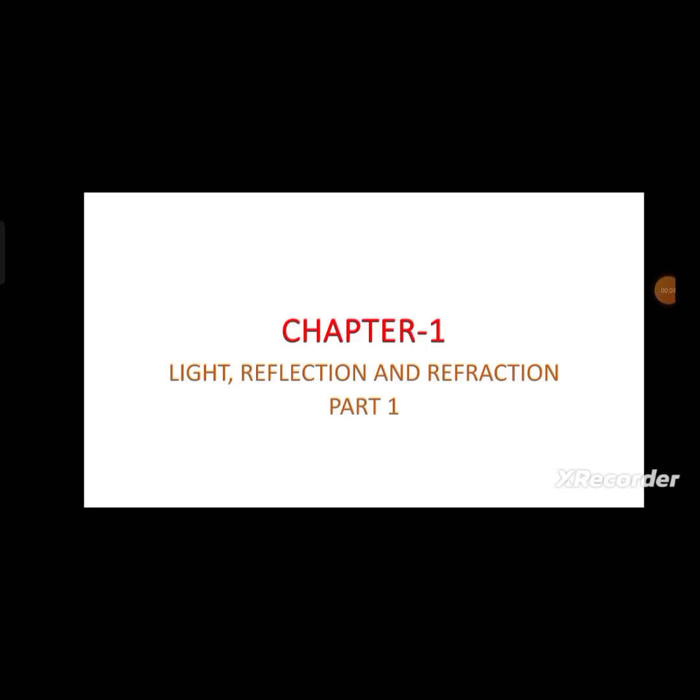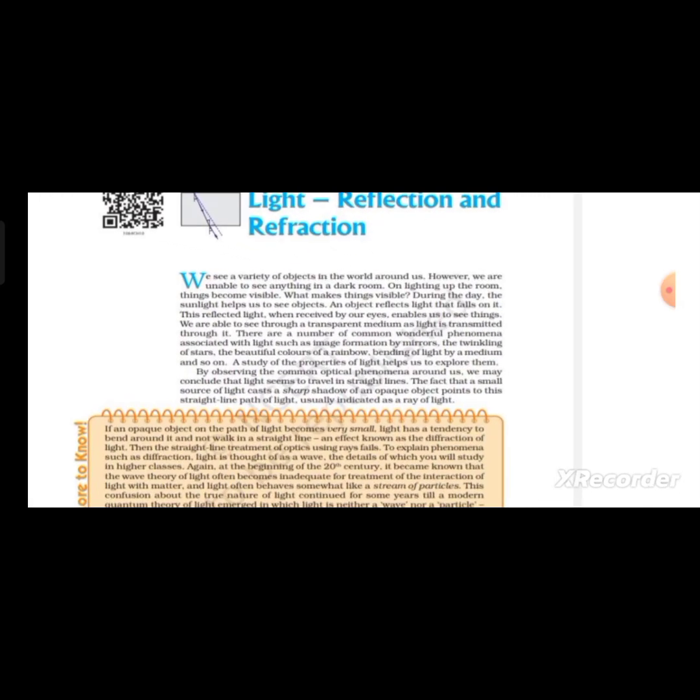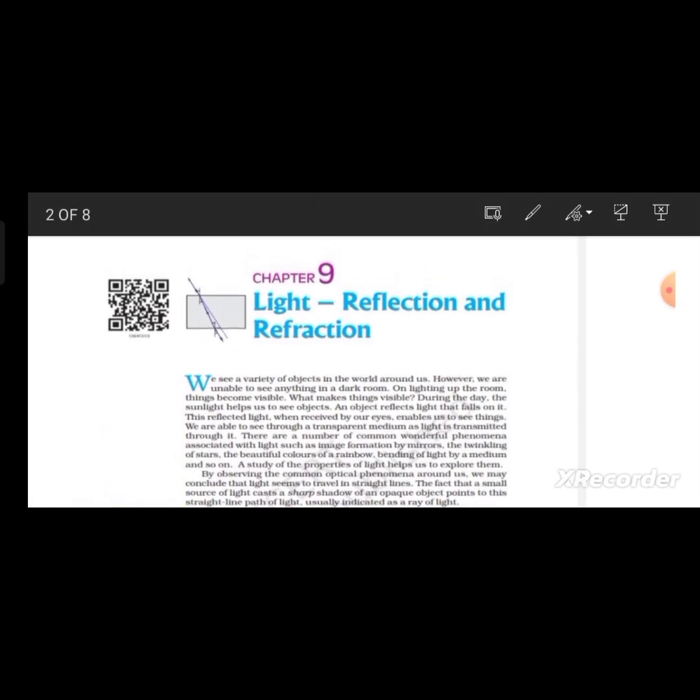Today we are going to discuss CBSE Class 10 Chapter 1 Light, Reflection and Refraction. Part 1. We know that light helps us to see all the objects around us. In a dark room, we cannot see everything very clearly. But on lighting up the room, we are able to see the objects clearly. That means light is doing something in our eyes.